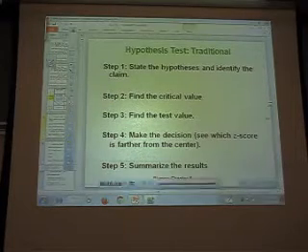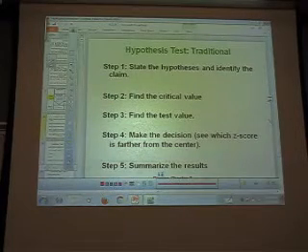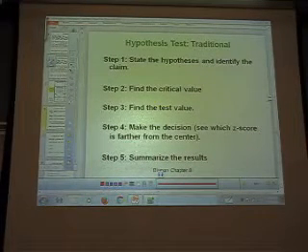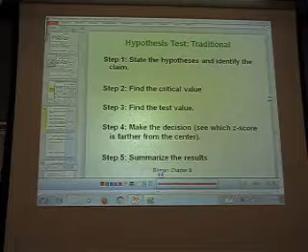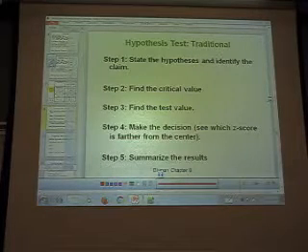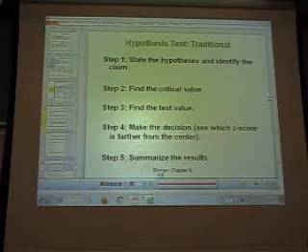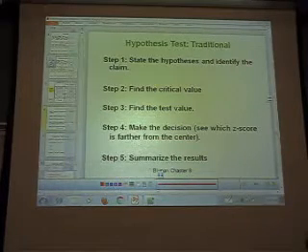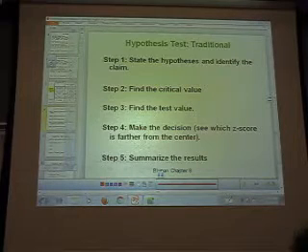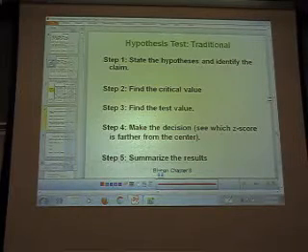Here are our 5 steps. Hypothesis test, traditional. Step 1, state the hypothesis and identify the claim. Step 2, find the critical value. Step 3, find the test value. Step 4, make the decision, see which z-score is farther from the center. Step 5, summarize the results.